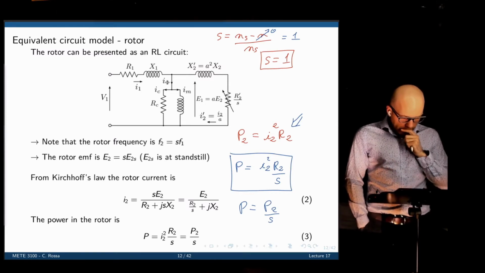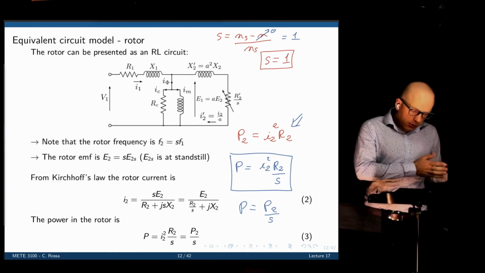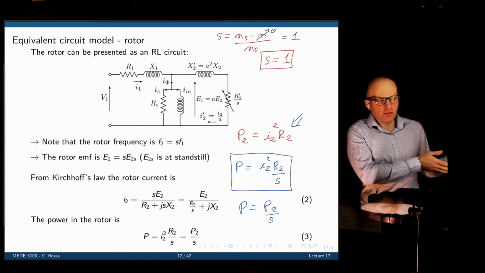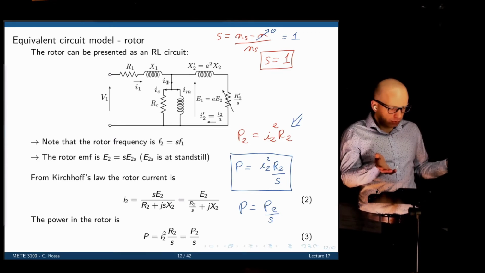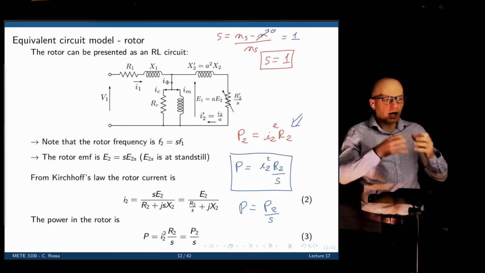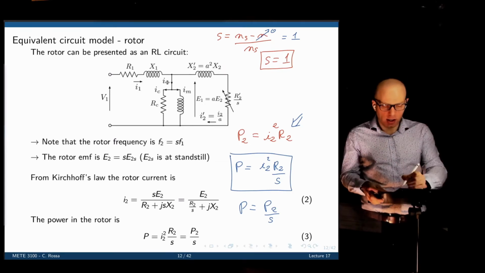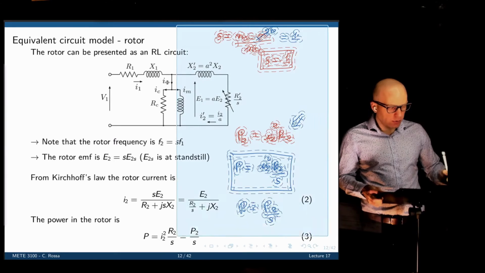Okay. So we have a power crossing into the air gap. Part of that now dissipates in the form of Joule losses, as in P2, and part of that now creates a mechanical power. So let's see if we can determine what that power is.